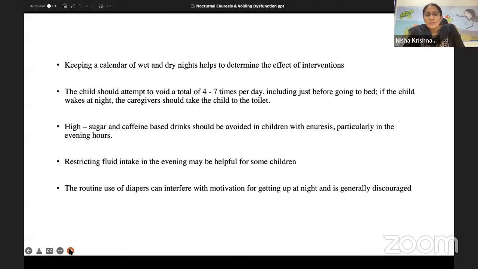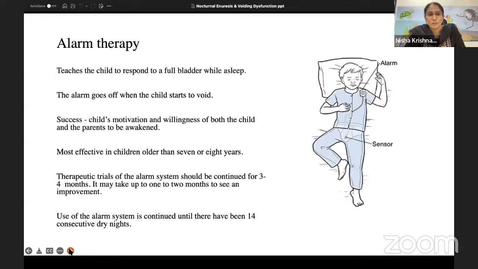So we must teach the child that they should attempt to void regularly during the day. They should limit their water intake to 2 hours prior to going to sleep. They must void once before they go to sleep. They should avoid high caffeine and high sugar based drinks, especially in the evening time. And if the child is using diapers, we should dissuade from that, because using a diaper gives them a false sense of security and delays this whole process of bladder maturation.